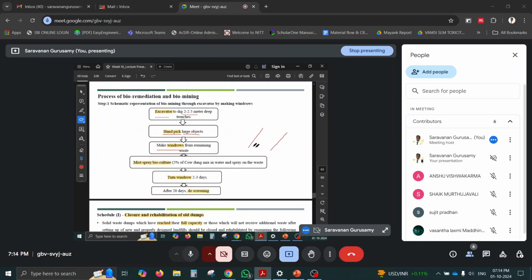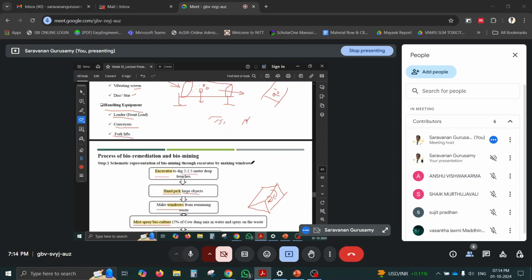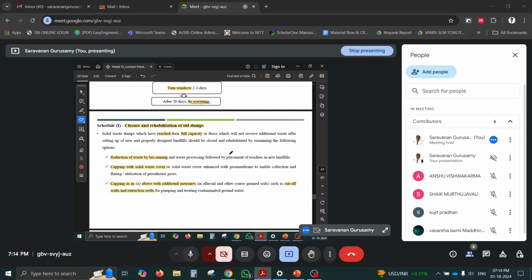As we did for composting, we follow the same windrow method. Every time we have to turn the waste, which will aerate it. We are also adding a mist spray of bioculture, which will degrade the remaining material present in the solid waste. We have to turn the windrow every 2 to 3 days. After 20 days, we can do screening and get different fractions.